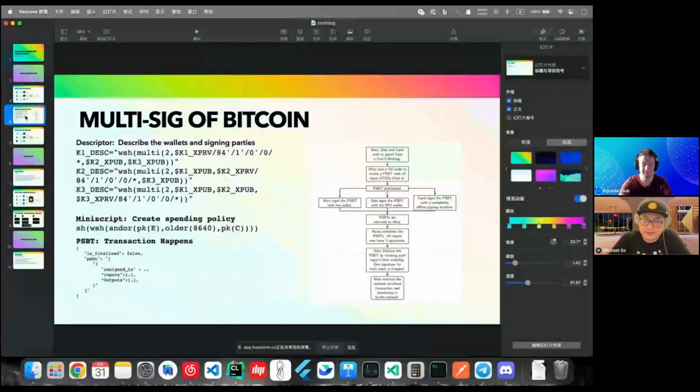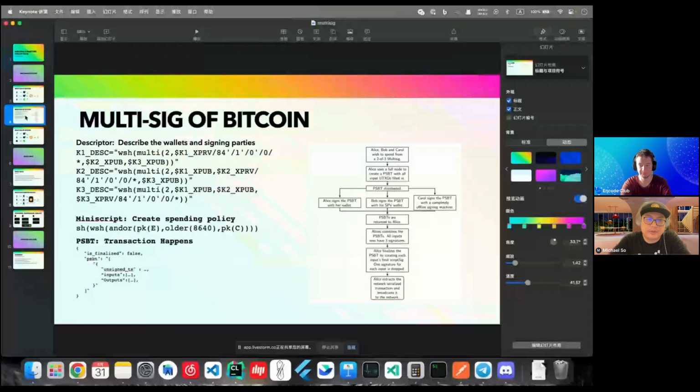On the right is the PSBT flow currently used for Bitcoin multi-sig transactions. On the left are several components currently used in Bitcoin multi-sig. First is the descriptor. What is a descriptor? It describes the wallet and assigns parties using a certain script, saying which public keys will join the transaction and how the public key is constructed.